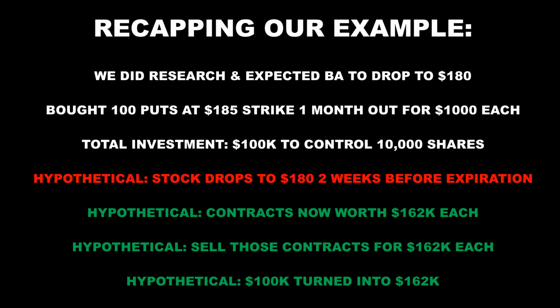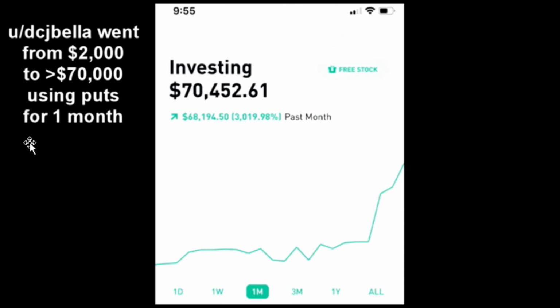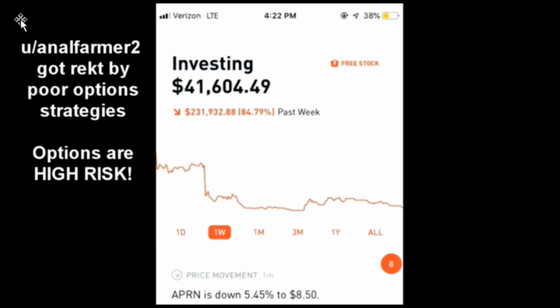So this sounds too good to be true, but people put this in practice all the time and get some insane returns. Here are some examples where this guy made $227,000 in profits off SPY puts in just 1 day, right? Here is another example where this guy went from $2,000, literally 2K, to over 70K in just 1 month using put option strategy. Make sure you guys are careful.